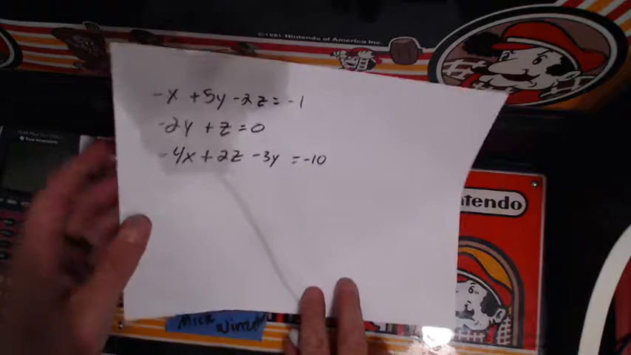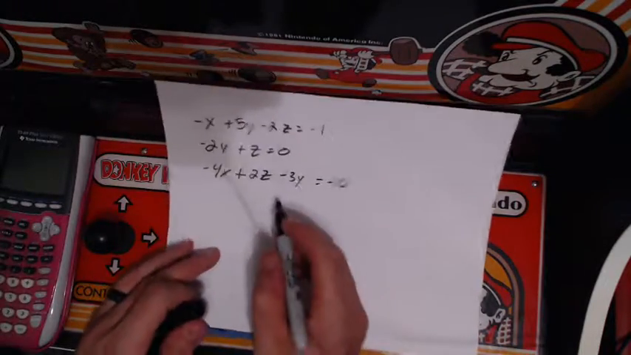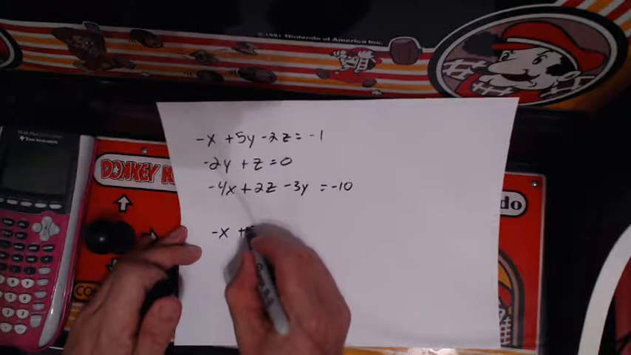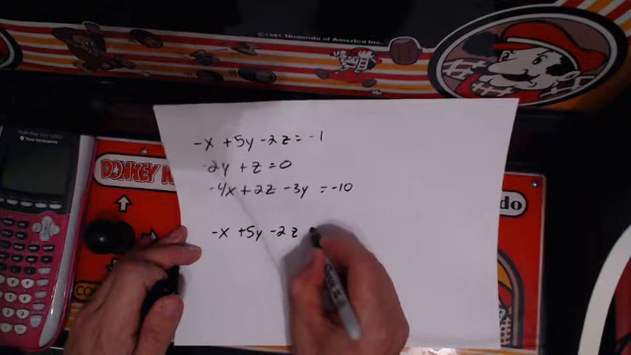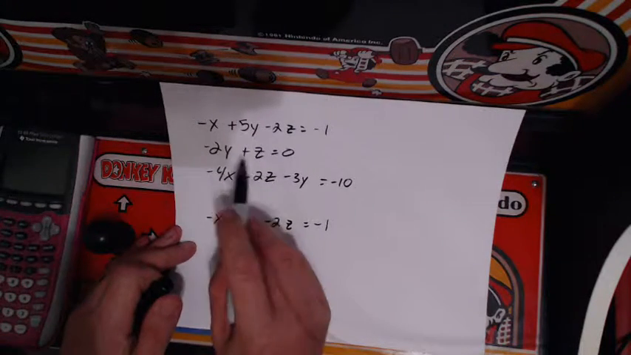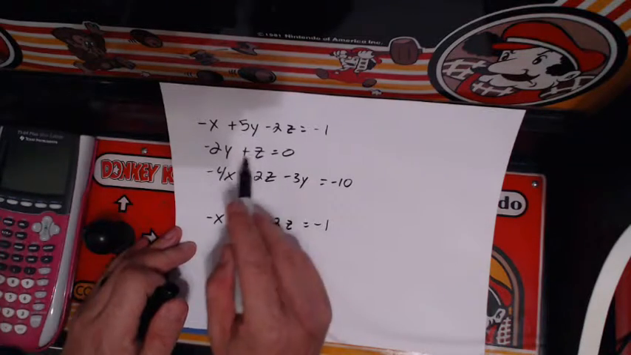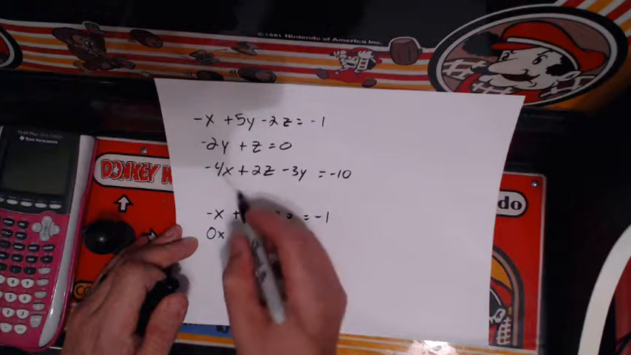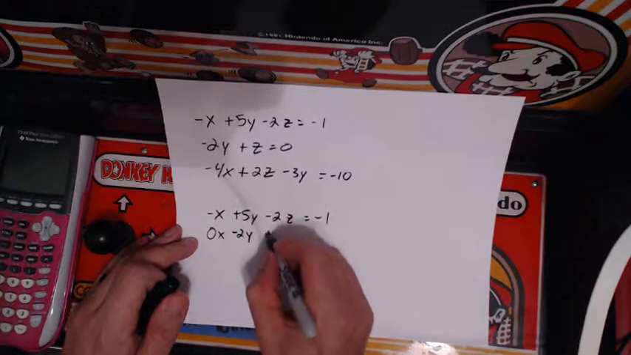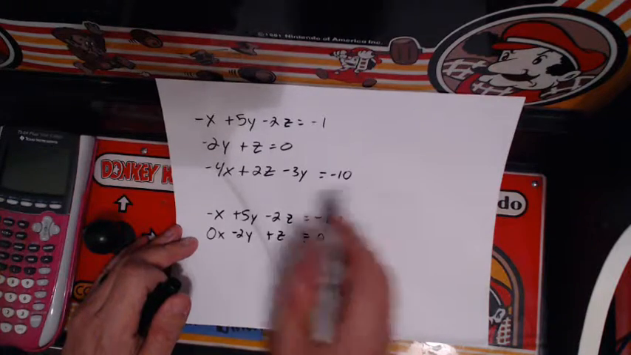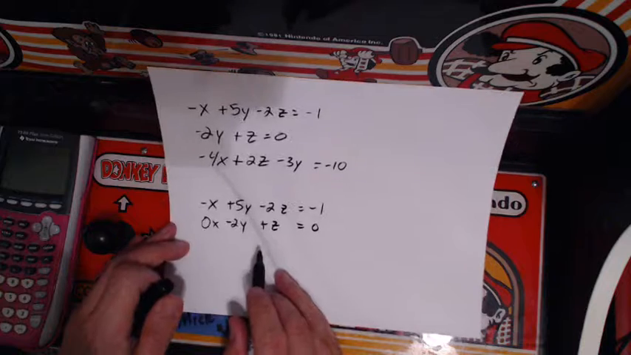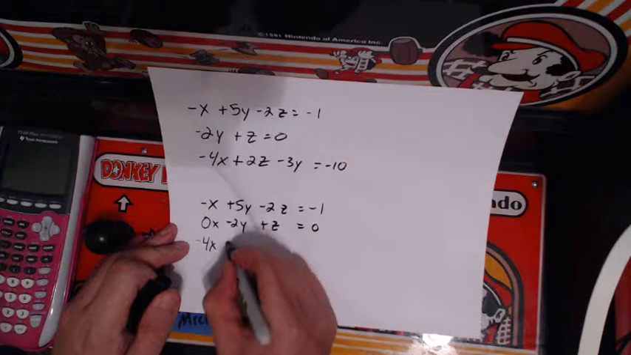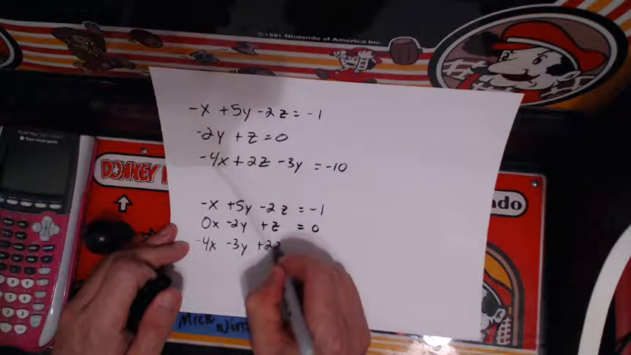So I'm going to rewrite this. The first one you'll notice is negative x plus 5y minus 2z equals negative 1, right? The second one doesn't have an x, so I'm going to put in a 0x as a placeholder, then the minus 2y plus z equals 0. And then down here, I'll put a negative 4x, the negative 3y plus 2z equals negative 10.